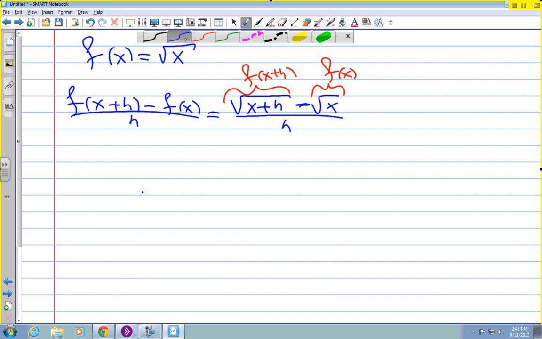Why does the h get squared? Well, because that's the whole function. The function is the square root of everything that you pile in it. The function is just a big square root. So it's up to square rooting things, and I'm asking you, what is the square root of x plus h?